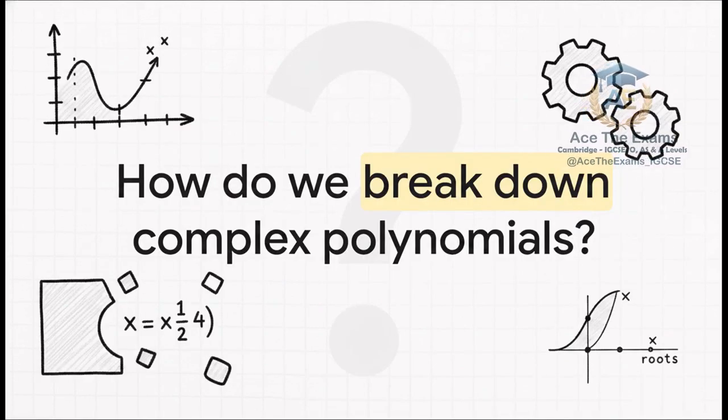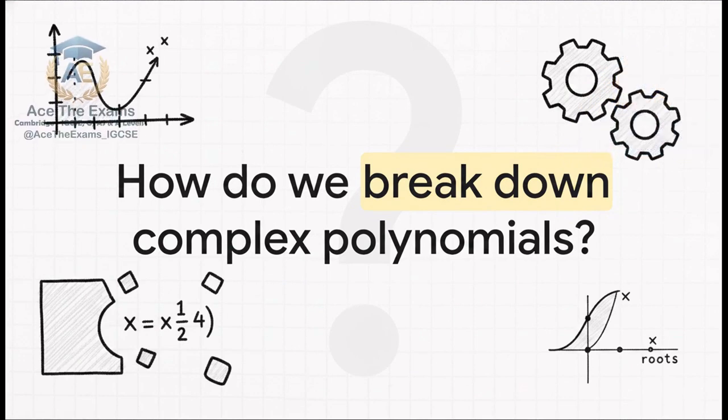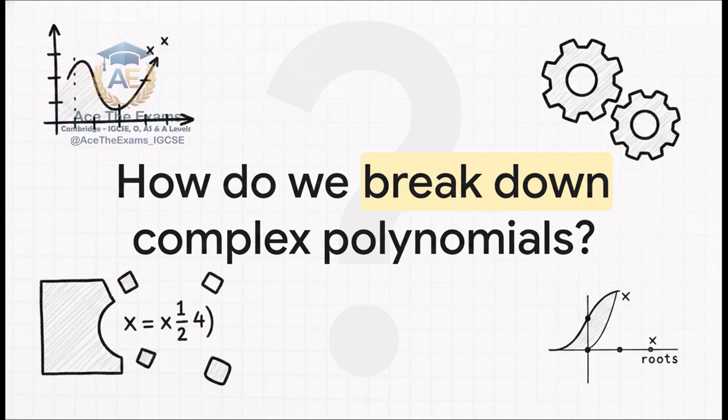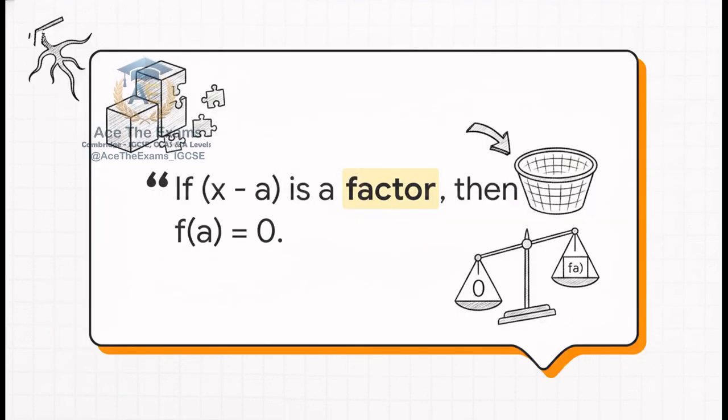So, looking at those absolute algebraic giants, the complex quintics and quartics, you really have to ask yourself, how on earth do we actually break down and solve these equations? How do we find their roots? Those exact x-coordinates where the curve physically touches or crosses the x-axis. Well, in our exam toolkit, we rely heavily on 2 core foundational theorems. The first one is the factor theorem. The rule states, if x minus a is a factor of f of x, then f of a equals 0 and x equals a is a root of the equation.